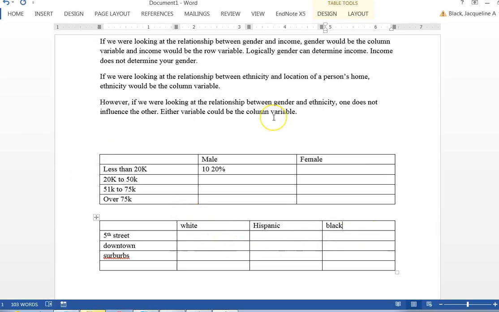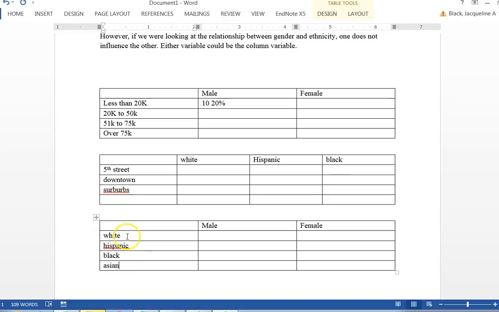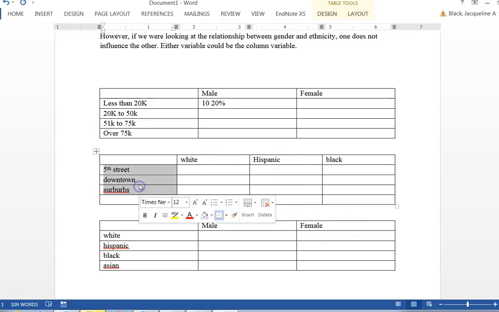Now, if we are looking at the relationship between gender and ethnicity, one wouldn't influence the other. So because of that, they can be either one. We can switch these over and put them here. We could take those out, make this male, this female. So they could be either one, because neither one is influencing the other.